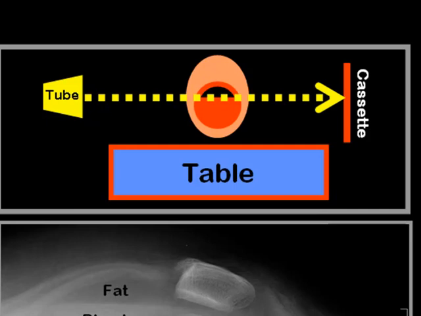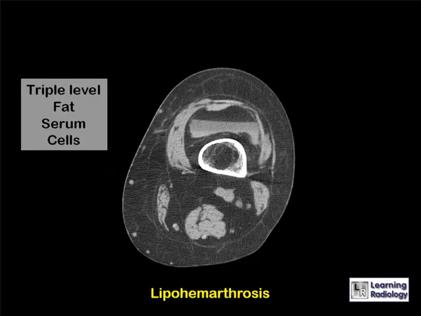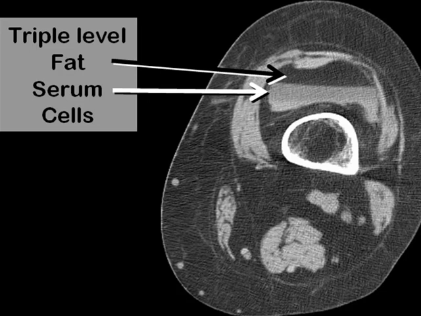We would not be able to see the lipohemarthrosis as a fluid level if the X-ray beam were vertical in nature. This is a CT scan just above the knee, which shows a triple level. There is fat that is floating above serum, and there is a denser layer of cells present.